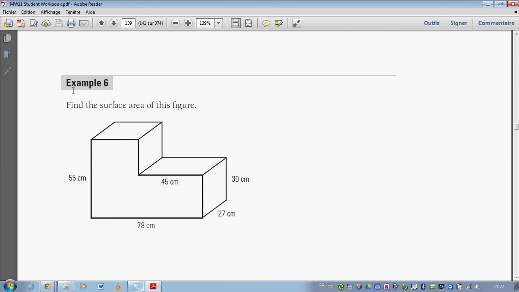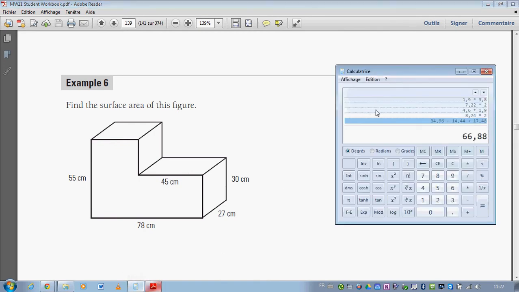But moving right on to example 6, find the surface area of this figure. This one is a little more challenging in that it involves a lot more surfaces than what we've seen so far. If you wanted to, you could draw a net of it and break it down into its net. Otherwise, you can figure out the individual surface areas of each of these and then add them all up together. So that's probably what we'll do here.